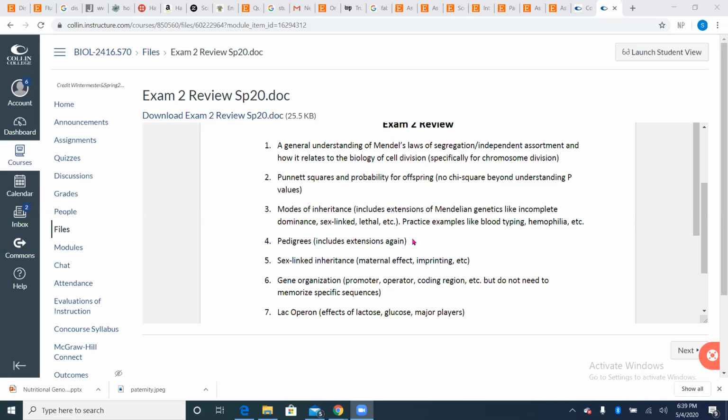Pedigrees. This includes extensions again. I mean that now we can have some sex-linked ones in there. When we did exam 1, we only had regular dominants and recessives. There weren't any sex-linked genes on there. We talked about this with the wolf hair one, which also pulled up hemophilia. If you just Google pedigree practice problems, there's lots of websites out there that have little online ones if you want to look at it. So you don't have to worry too much, just basic pedigrees.